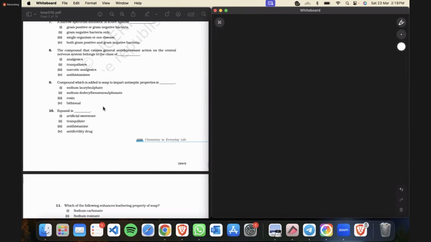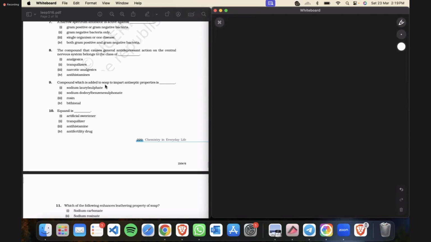Hopping on to the next question, question number 9 states: compound which is added to soap to impart antiseptic properties. Keep in mind the composition of soap. There are many chemicals that will be added to soap, and whatever the question is asking you, you need to answer that. Currently, it is asking about the compound which is added to impart antiseptic properties. It can also ask you about the compound which is added for it to smell so nice. So these can be the variations.